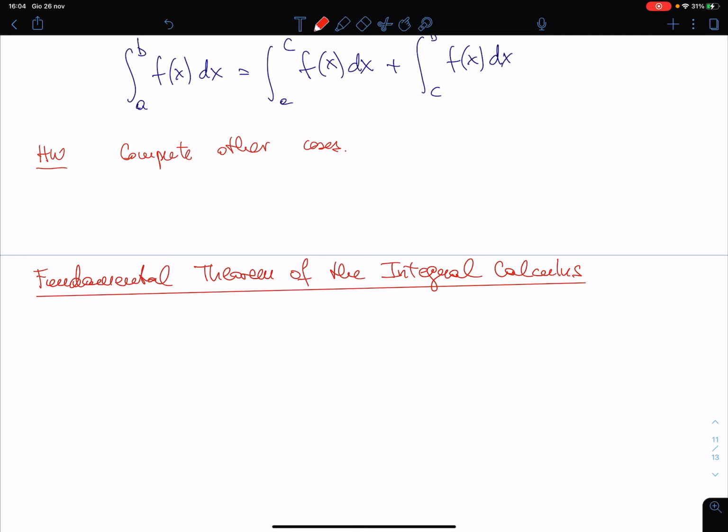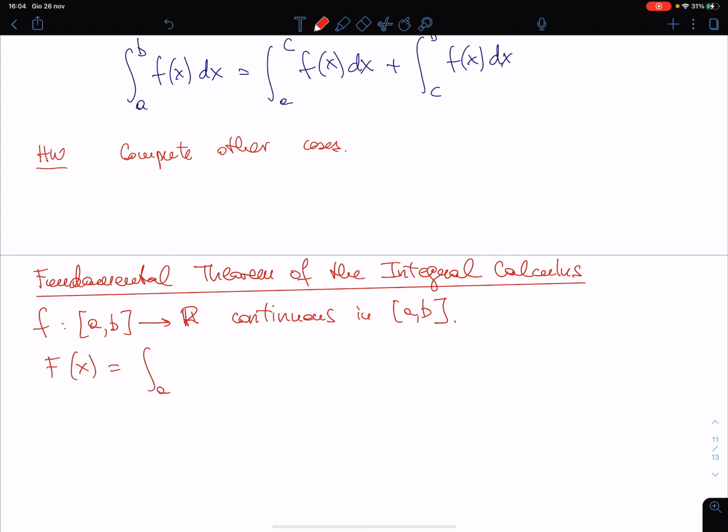And it is the following. Consider a function f from [a, b] to R, continuous, very important. The function that we discuss in this theorem must be continuous at every point. So continuous in [a, b], which means at every point of the closed bounded interval [a, b]. Then again, the integral function capital F of x is defined as before.